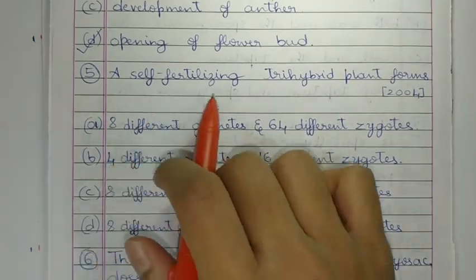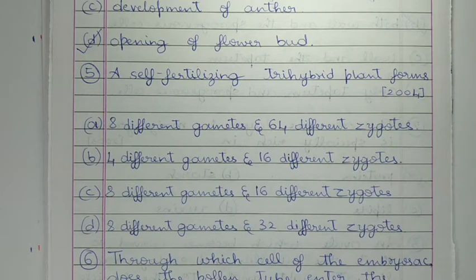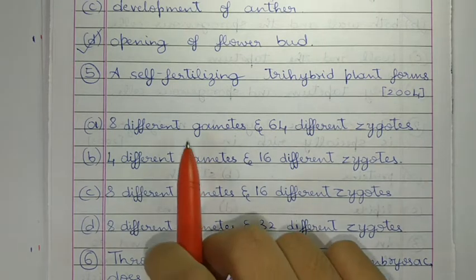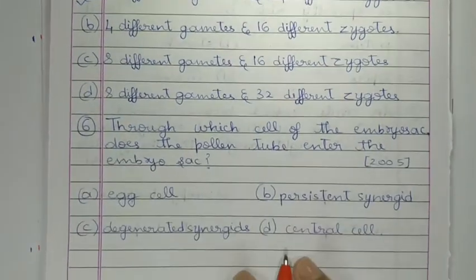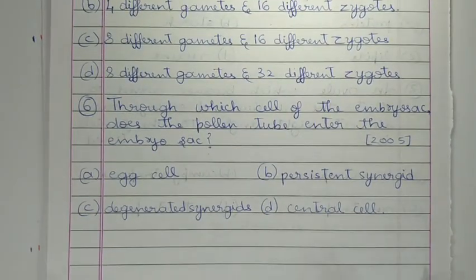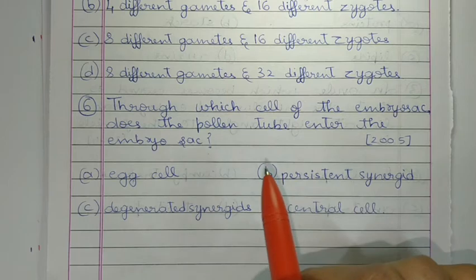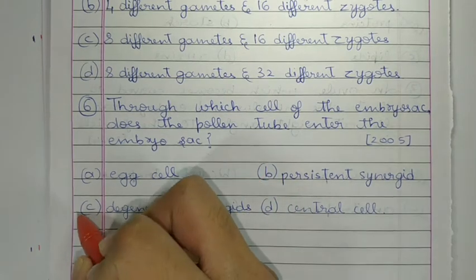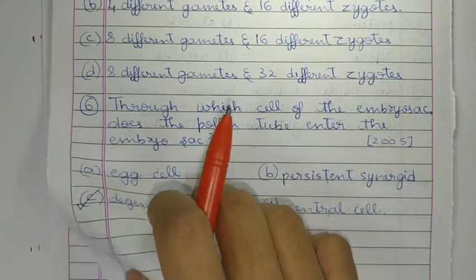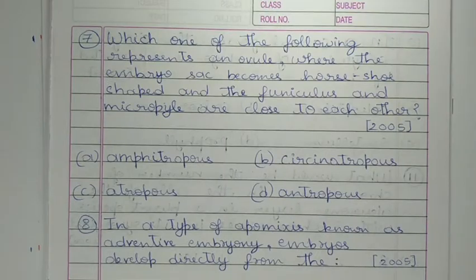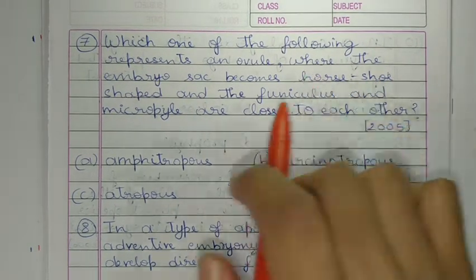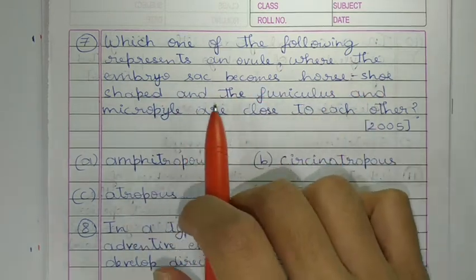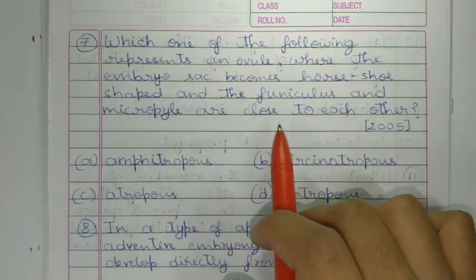A self-fertilizing trihybrid plant forms 8 different gametes and 64 different zygotes. It's the correct option A. 6. Through which cell of the embryo sac does the pollen tube enter the embryo sac? Option C, degenerated synergids. Question 7. Which one of the following represents an ovule where the embryo sac becomes horseshoe shaped and the funiculus and micropyle are close to each other?